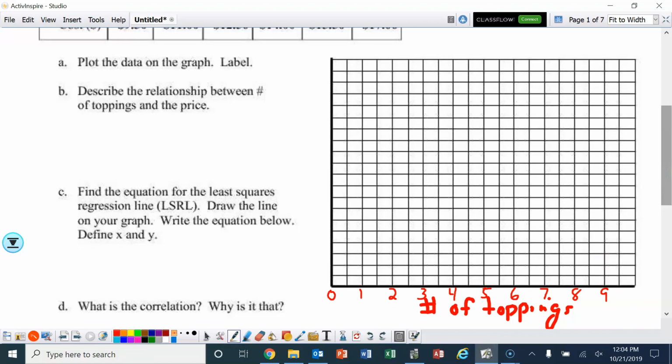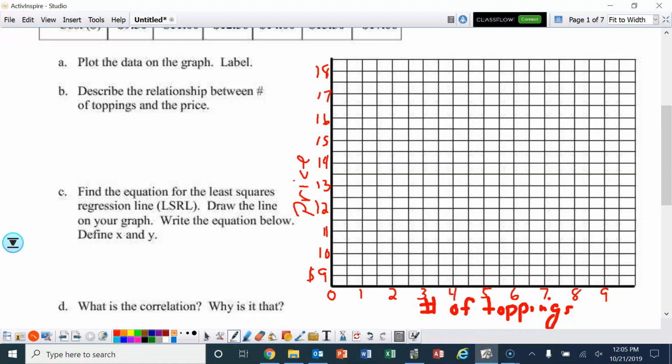All right, and then on the side we have the price. Now on this one I am going to start with $9 on that first line, and then I'm going to skip a line. That'll be $9.50. Okay, so I'm going to skip a line and put 10, skip a line 11. So every other line will be 50 cents. Again, at any time, if I'm going too fast, just pause the video to catch up.